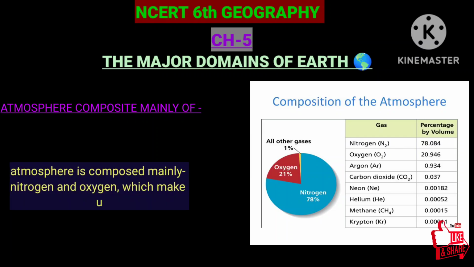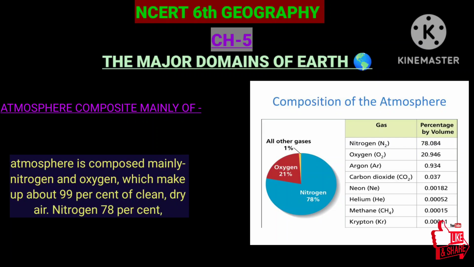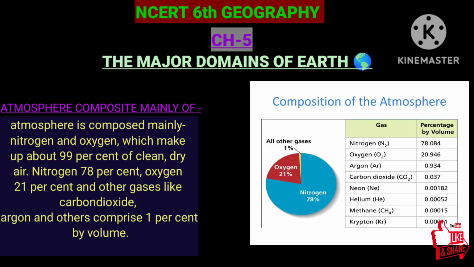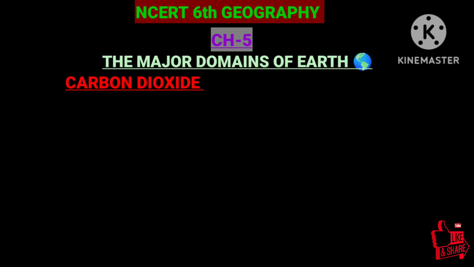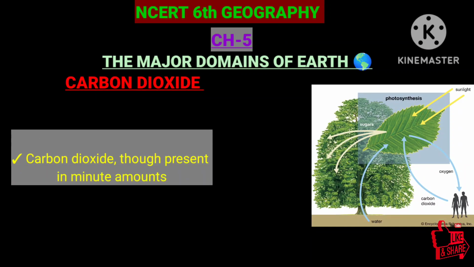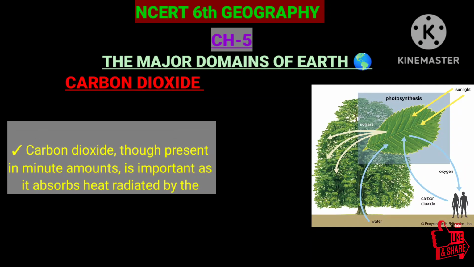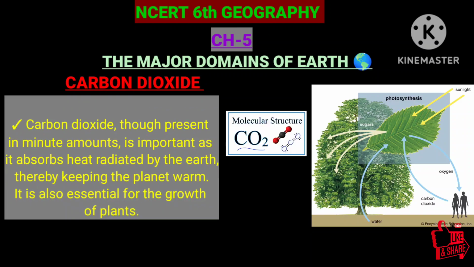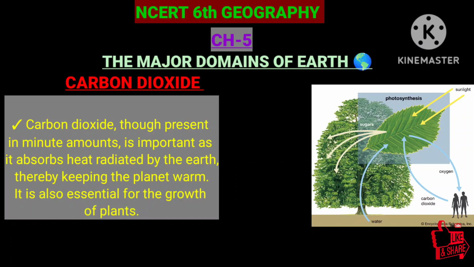What is the composition of the atmosphere? The atmosphere is mainly composed of nitrogen and oxygen, which make up 99% of clean dry air. Nitrogen is 78% and oxygen 21%, and other gases like carbon dioxide, argon, and others comprise 1% by volume. Carbon dioxide is an important atmospheric gas. It is present in a small amount, but it is important. It absorbs the heat radiated by the Earth, thereby keeping the planet warm. It is also essential for the growth of plants. It plays an important role in the process of photosynthesis.